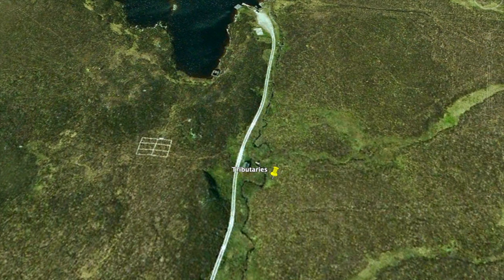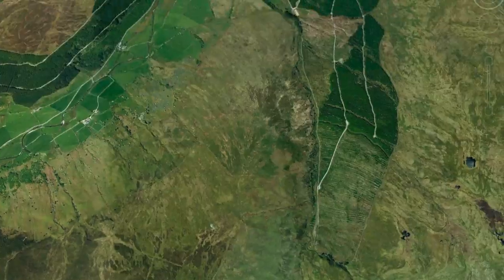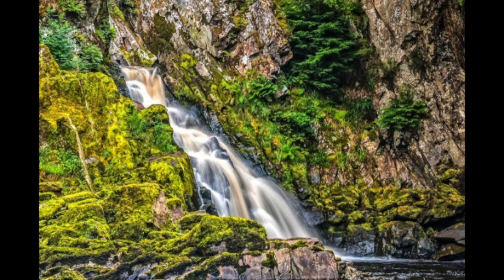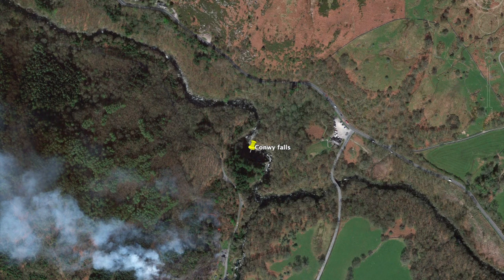Next is the Conwy Falls. This is the Conwy Falls. You can't really see it on Google Earth, but the Conwy Falls is a waterfall formed by the fast-moving water on the tributaries. This is still in the upper course of the river, in V-shaped valleys.